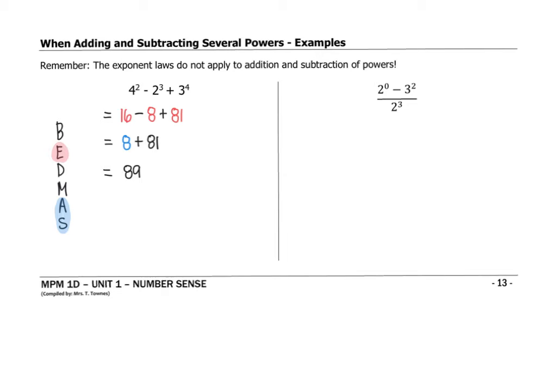Our second example is very similar. We don't have powers that have the same base that are being multiplied or divided or power of power. So in this case, we are going to use BEDMAS again. The only tricky thing within this example, and it's definitely noteworthy, is this 2 to the power of 0.